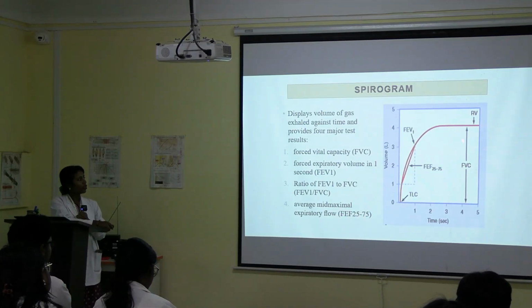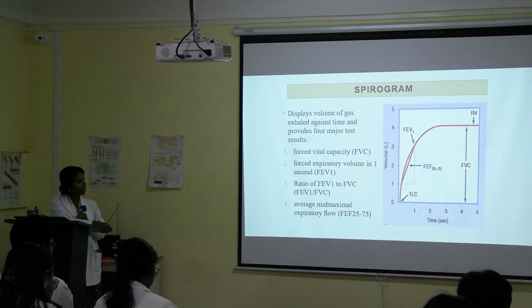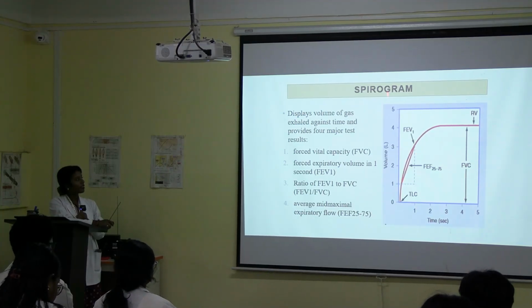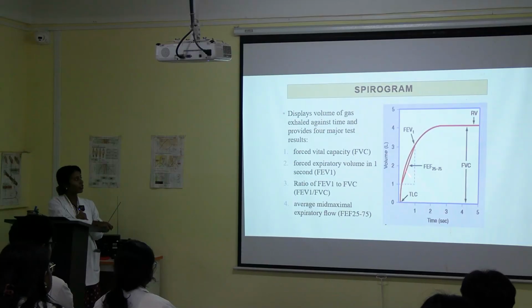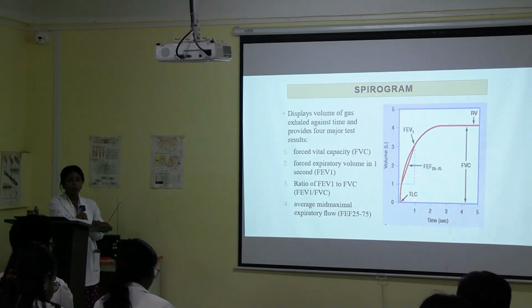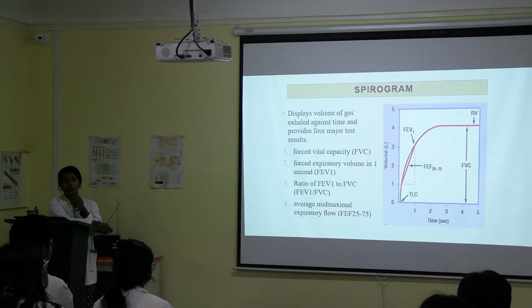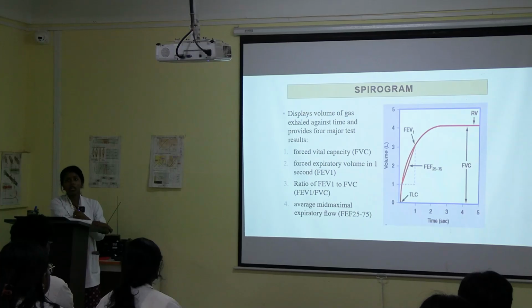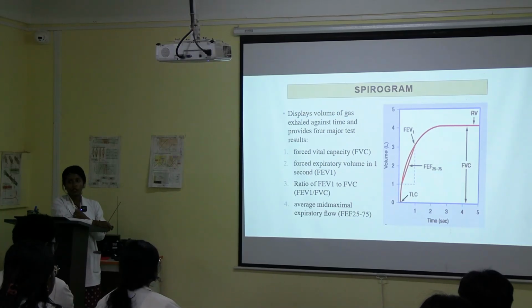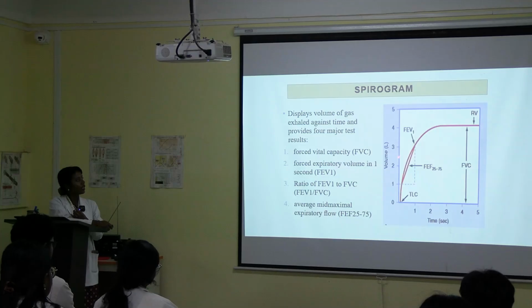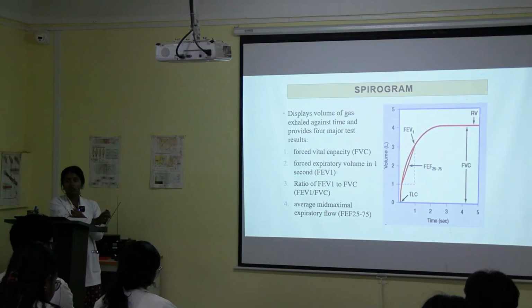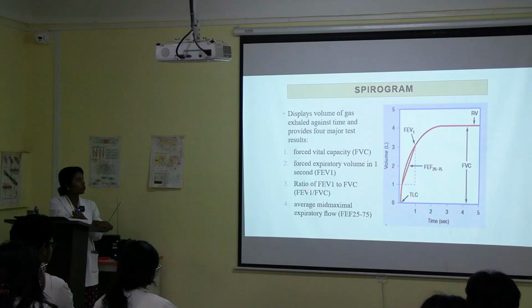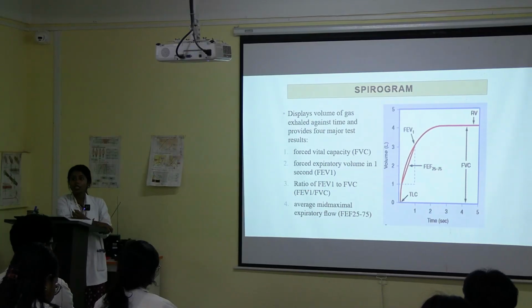So this is the graph. This is the forced vital capacity. This is the time on the x-axis and this is the volume in liters on the y-axis. This is the TLC, total lung capacity. After you take air in maximally, beyond that your lung cannot hold it. So that is your total lung capacity. After that you exhale forcefully and rapidly, and then you obtain this graph. You can find out FEV1, that is in 1 second. The computer is going to calculate the values. Normally the ratio should be more than 80%.